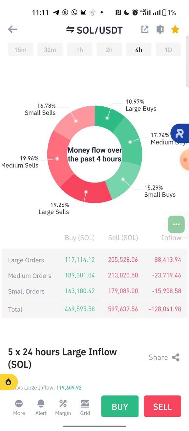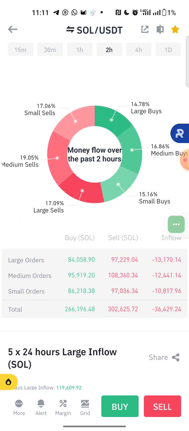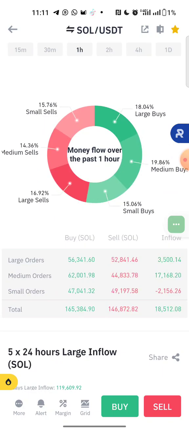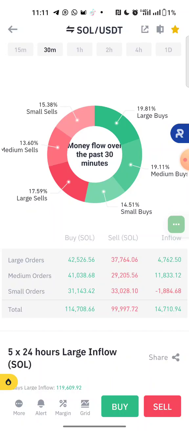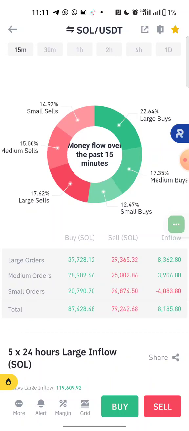You see here the sellers are dominating. What about in 2 hours? The sellers are dominating. What about in 1 hour? The buyers are dominating. What about in 30 minutes? The buyers are dominating. What about in 15 minutes? Okay, the buyers are dominating.